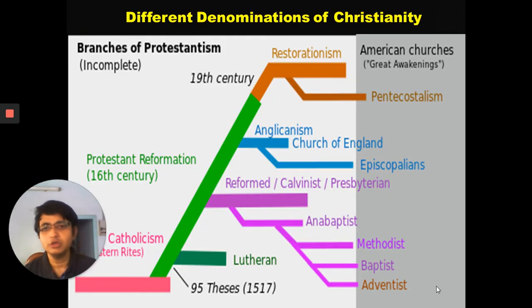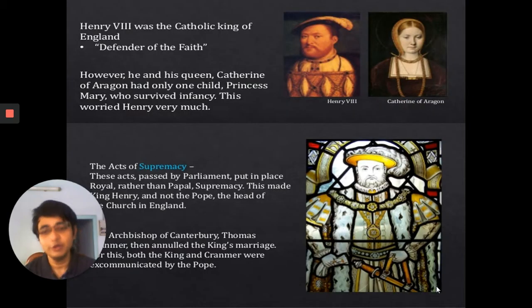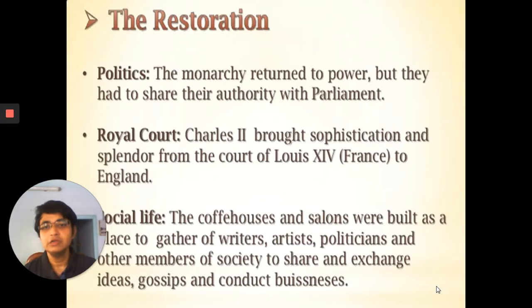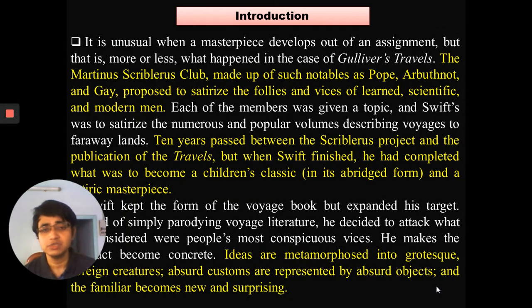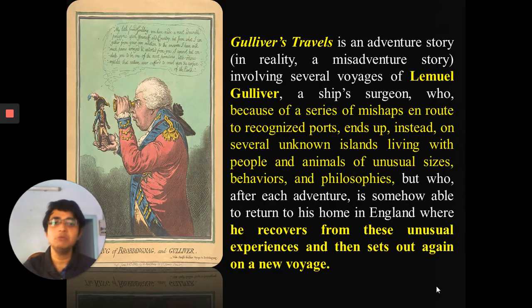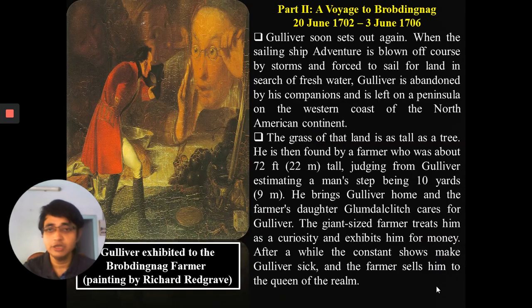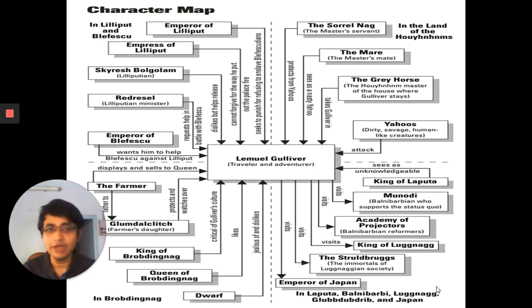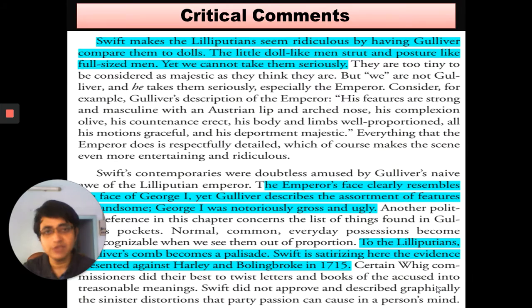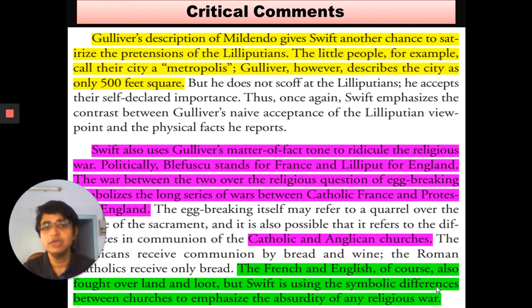I've discussed the contemporary political atmosphere of England. I've discussed how different denominations of Christianity arrived in England after the Reformation, and how the English Reformation and the European Reformation differ from one another. I have introduced you to the basic concepts of Restoration literature, and to Book 1, Book 2, Book 3 and Book 4 of Gulliver's Travels, though only Book 1 and Book 2 are recommended in your syllabus. And then I gave you a chapter-wise analysis of Book 1 of Gulliver's Travels.